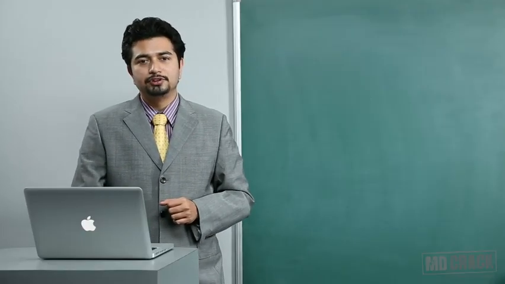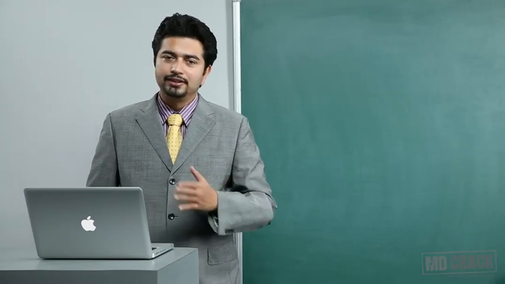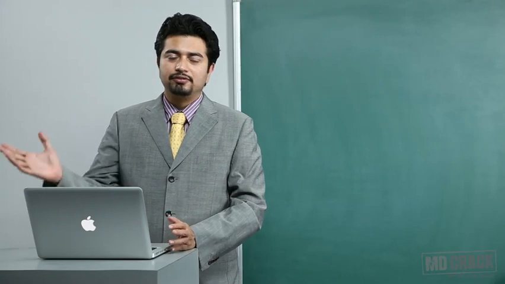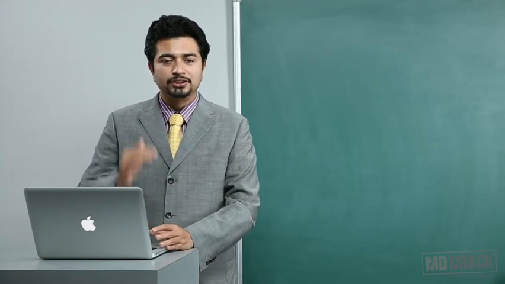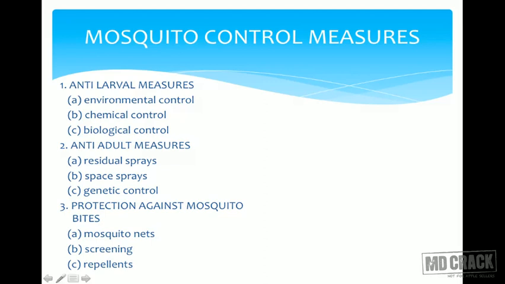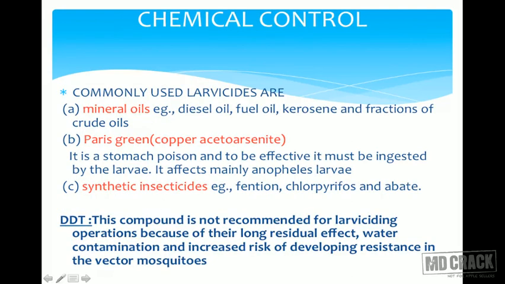You have one more spray here, ultra low volume fogging. That is, as we discussed, done in the areas wherein you fog the whole area and the mosquito population suddenly comes down. You have a method called genetic control. Protection against bites, you have mosquito nets. All of us have used that at some point or the other. You can have screening of buildings, which is meant by applying iron or plastic mesh to the windows so that mosquitoes don't come in, and the use of repellents. One of the best repellents we have seen was DEET, diethyl toluamide.